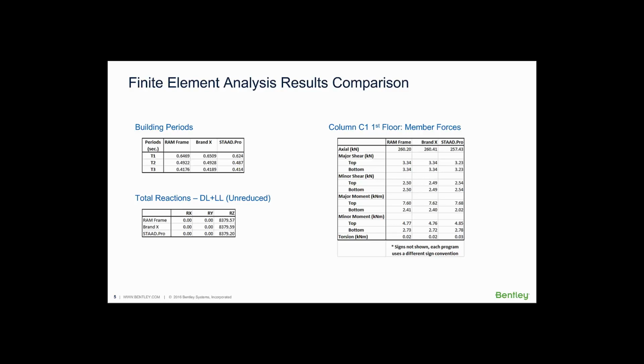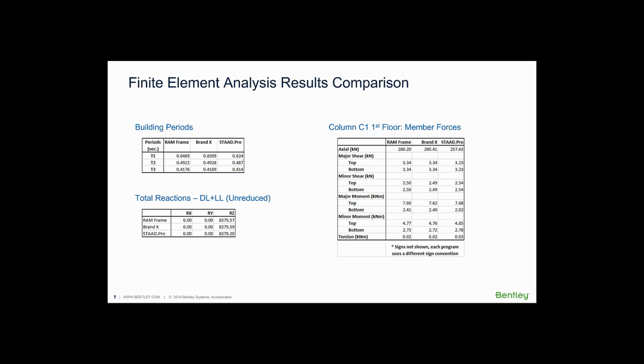Well respected, highly regarded. If you look at the results, for example, for period 1, T1, you see that RamFrame selected a building period of 0.6469. BrandX determined a period of 0.6509, and STAAD.Pro selected a period of 0.64. And the printout was only to 3 decimal places, and so that's why I'm only showing the 3 decimal places. You can see the difference between RAMFrame and that other software is only 0.004 of a second different on the primary period. And that's not surprising that the answers are that close.